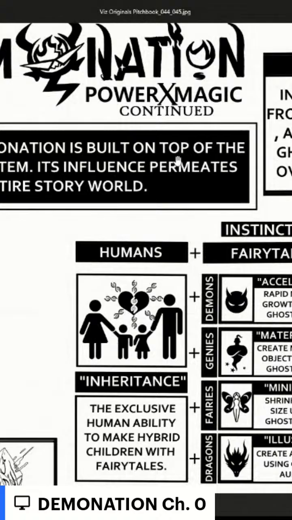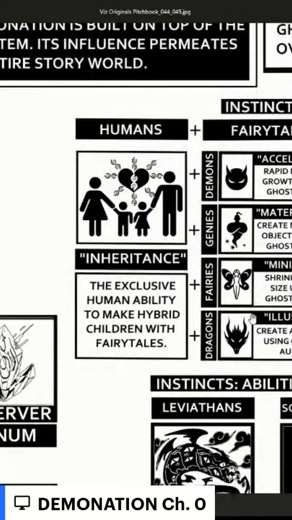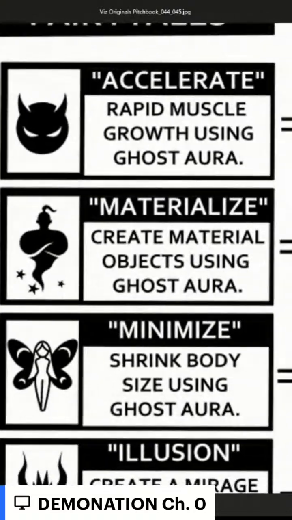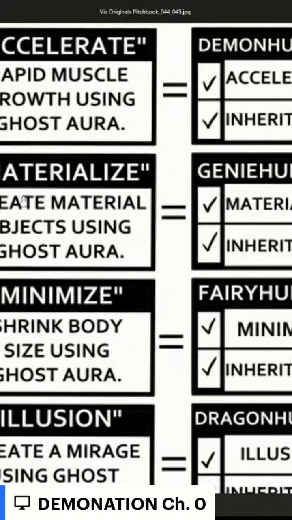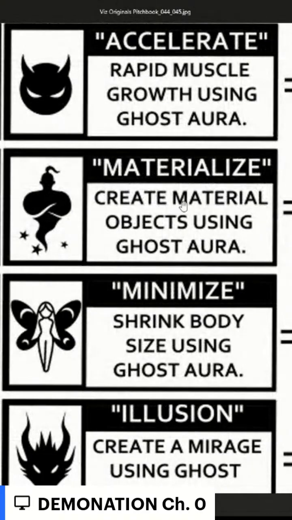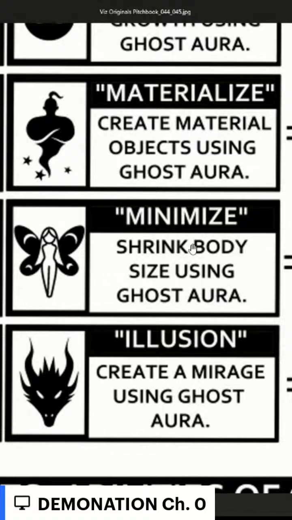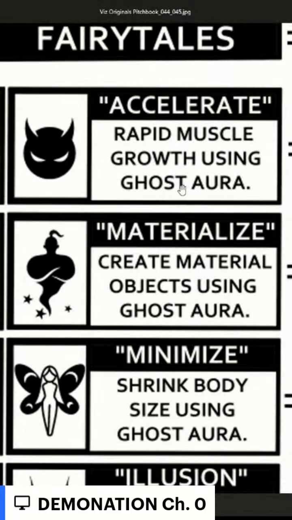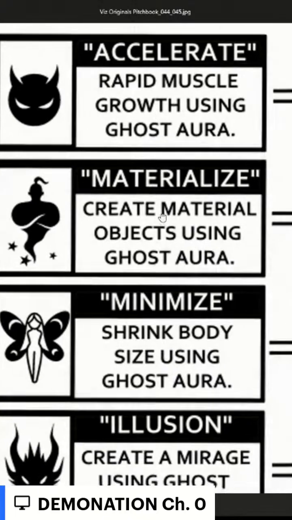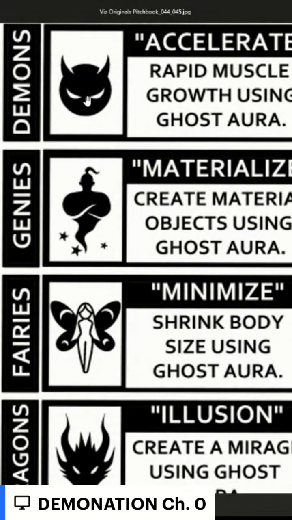Everything in Demonation is built on top of the Ghost Trinity system. Its influence permeates the entire story world. Instincts are inherited abilities. So instincts, like I told you, genies can materialize. I know I'm talking about this, I need to show this. Genies can materialize, create material objects using ghost aura. Fairies minimize. Dragons can create illusions. Right? These are all actual ghost arts, but they can do it because of their DNA.